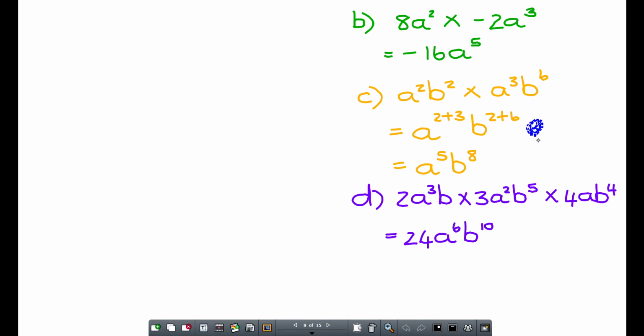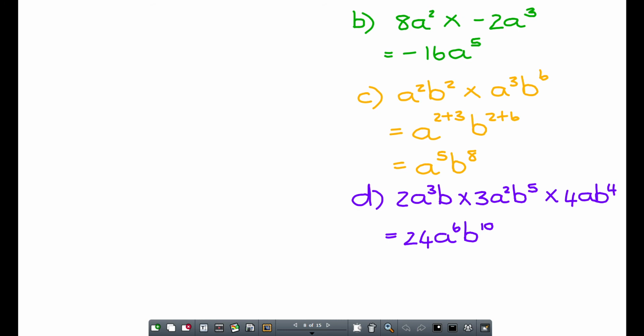Can you see I only add the A's exponents? So A to the power of 2, A to the power of 3 will become A to the power of 2 plus 3. And then I look at all the B's because I can only group together those that have the same base. B to the power of 2 times B to the power of 6 will become B to the power of 2 plus 6, meaning B to the power of 8. Any questions?